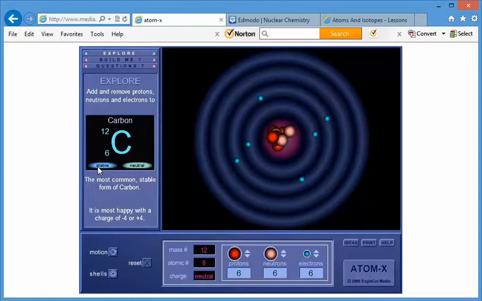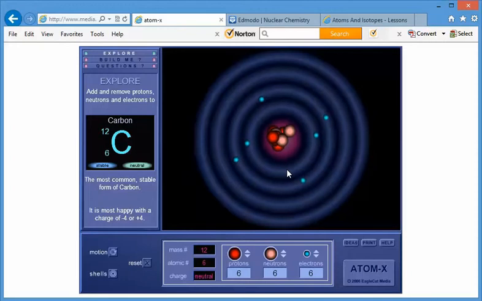It's a stable isotope. It's neutral, as I said, because we've got the balance between positive particles and negative particles. And this form, or this isotope, carbon 12, is the most common form of carbon. There's about 98.93% of all carbon atoms in the universe in this form.